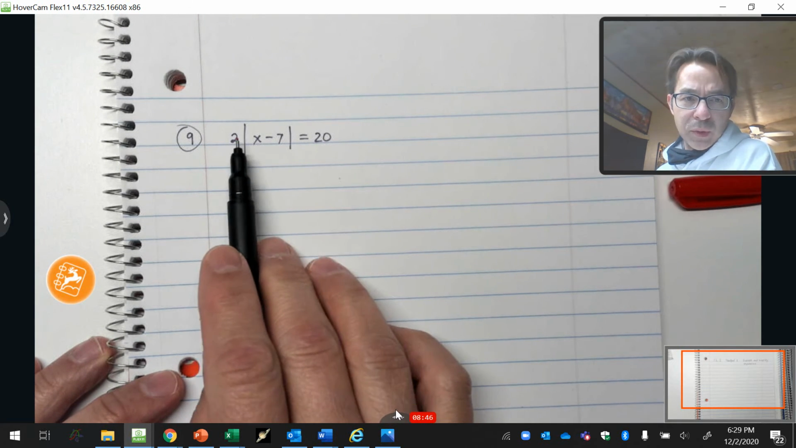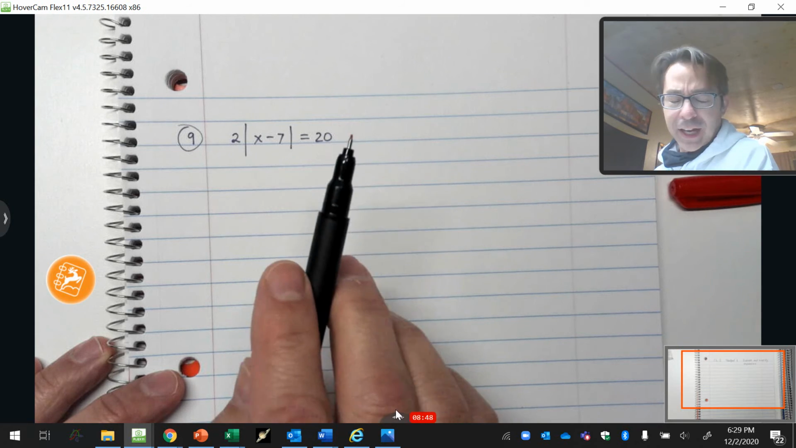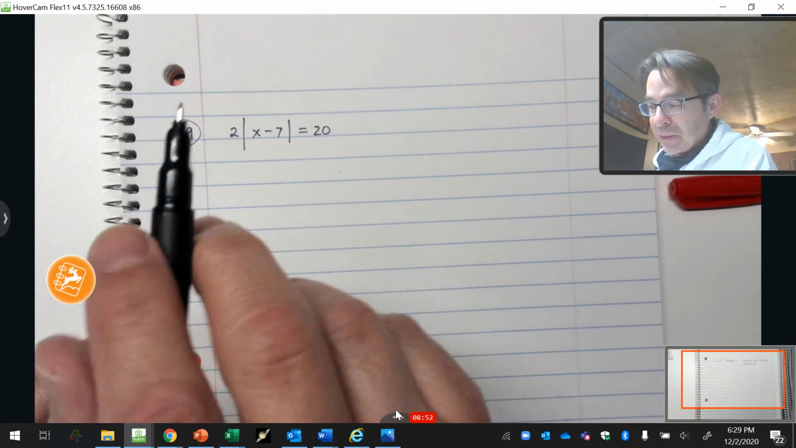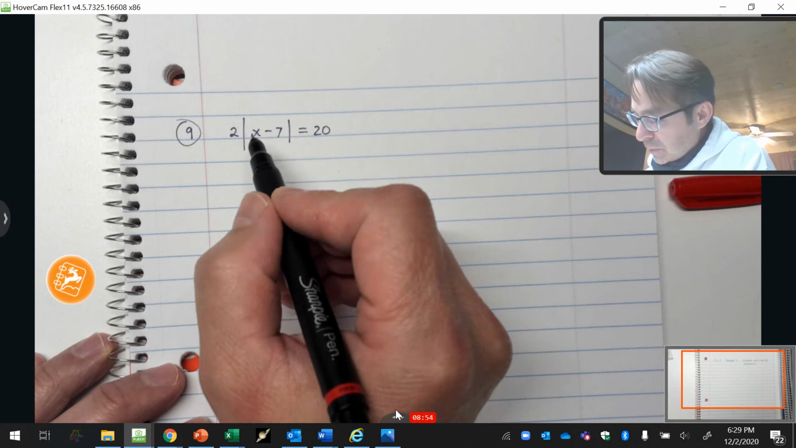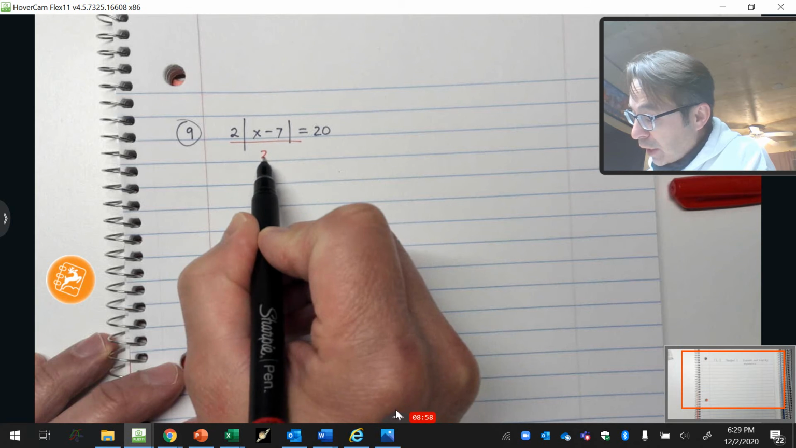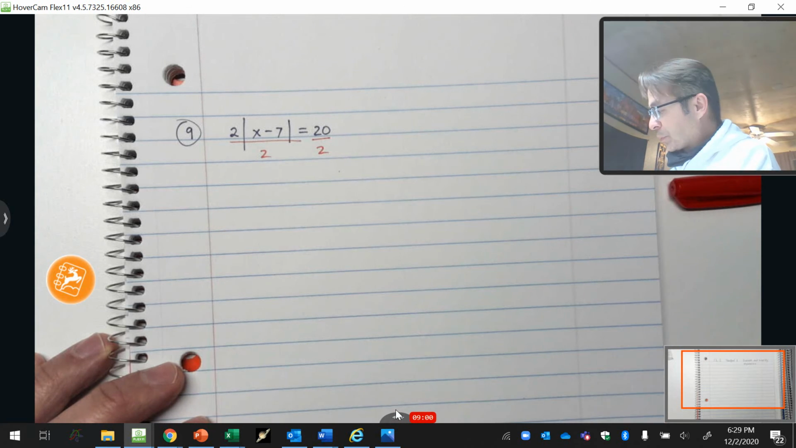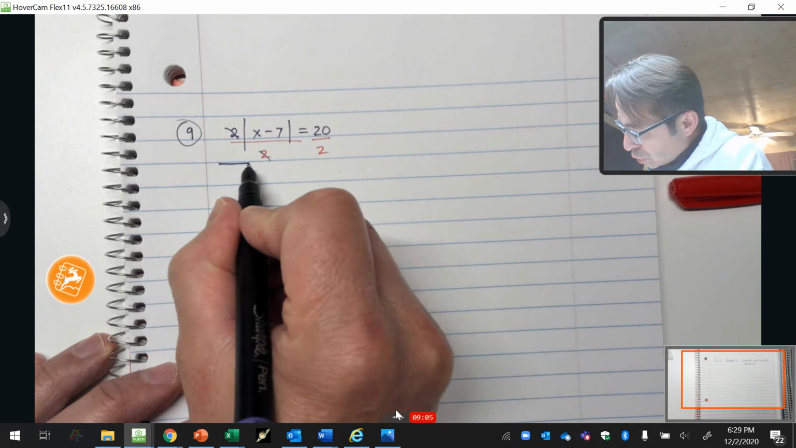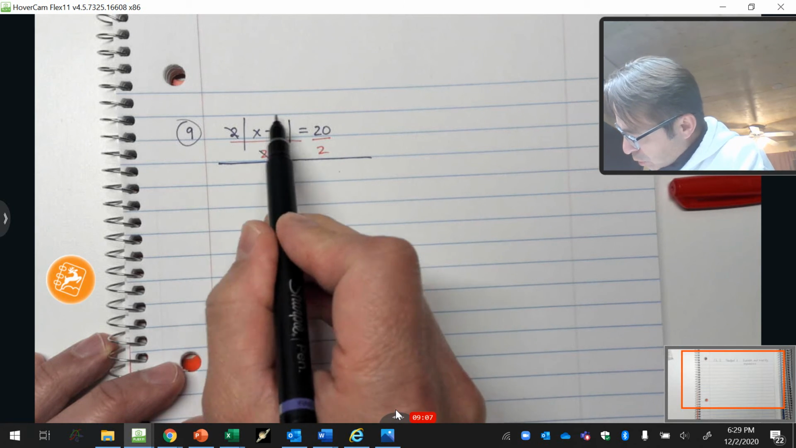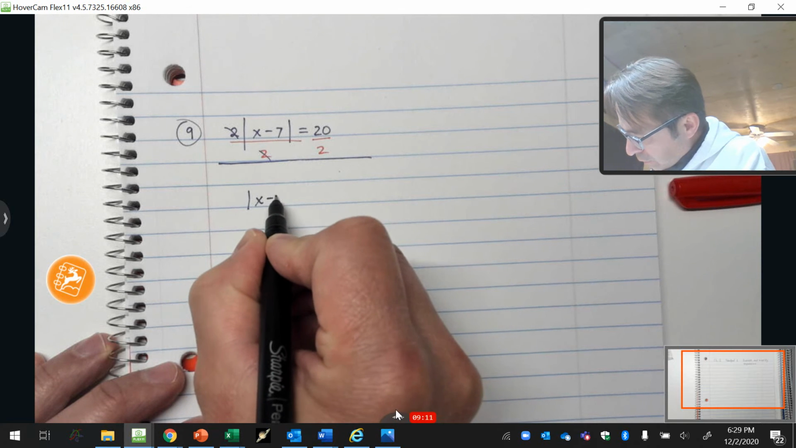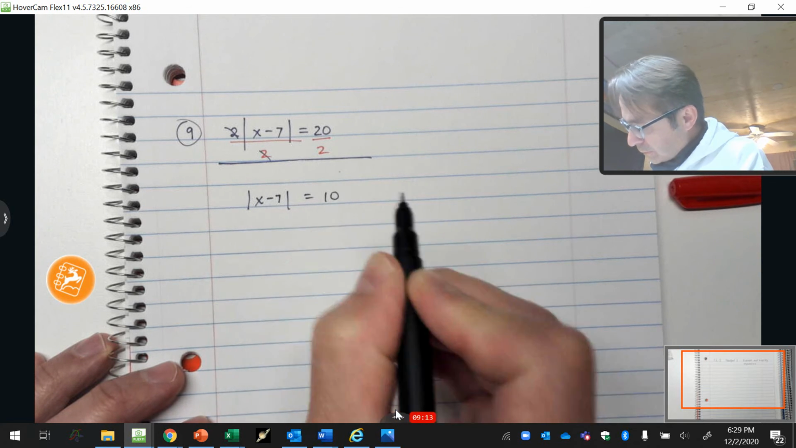You cannot distribute into absolute value bars. They're similar to parentheses, but not that similar. So the first step, you have to get rid of that 2. The only way to get rid of that 2 is divide both sides by 2. That cancels that, and you get the absolute value of x minus 7 equals 10.